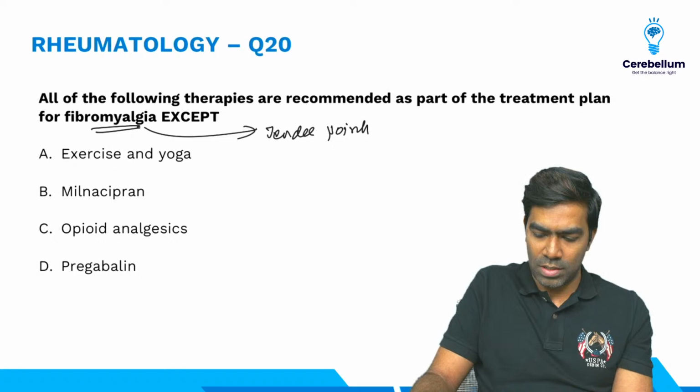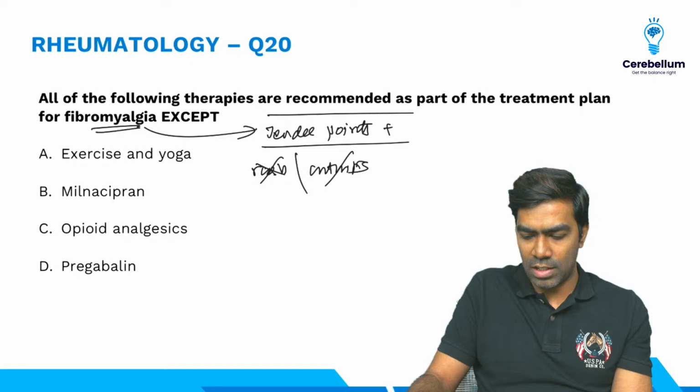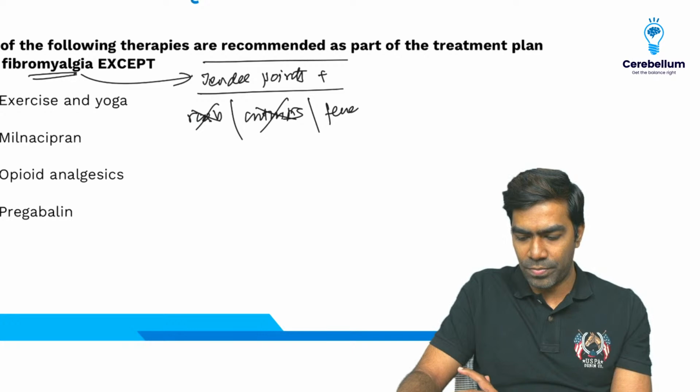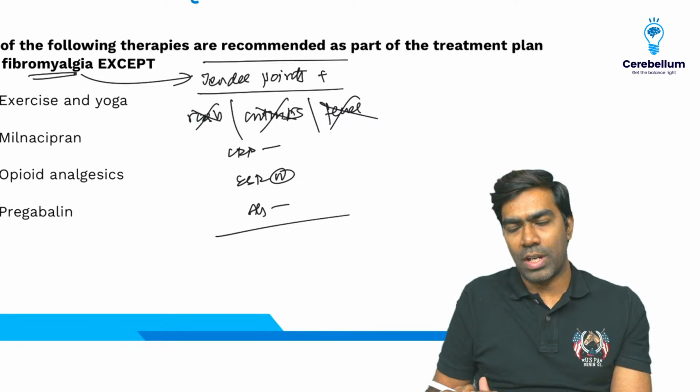And along with that, you should not have any other signs. No rash, no arthritis. Patient should not have arthritis. Patient should not have rash. Patient should not have any dysfunction of any organs, like renal injury. Patient should not have fever. Patient should not have any organ injury. And CRP should be negative. ESR should be normal. Antibodies should be negative as well. Then only you can make a diagnosis of fibromyalgia.